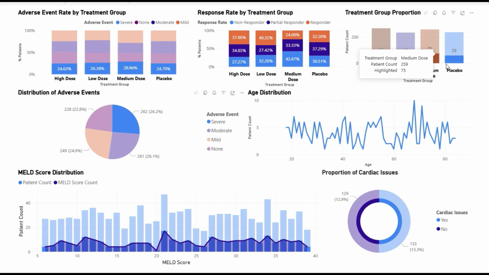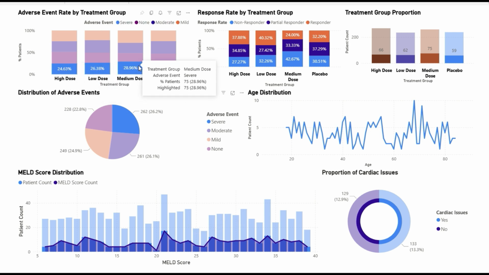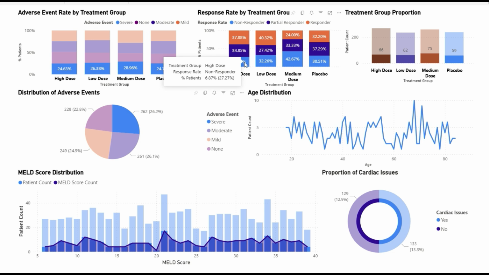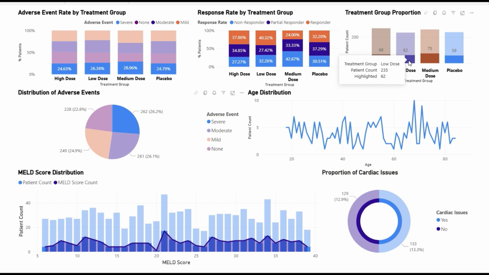We see that adverse event rates are highest in the high and medium dose groups. The response rate declines, indicating that patients with severe AEs tend to respond poorly to treatment. The treatment group proportion narrows as we isolate a smaller, high-risk subgroup. The age distribution shifts slightly toward older patients, and MELD scores increase.